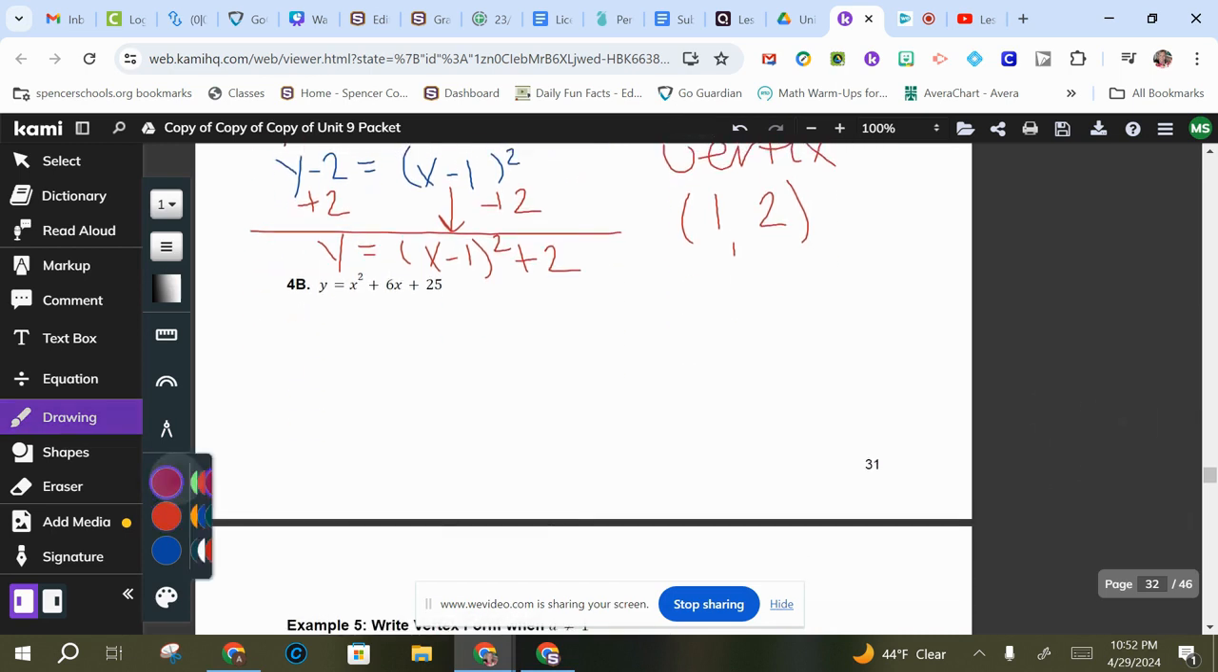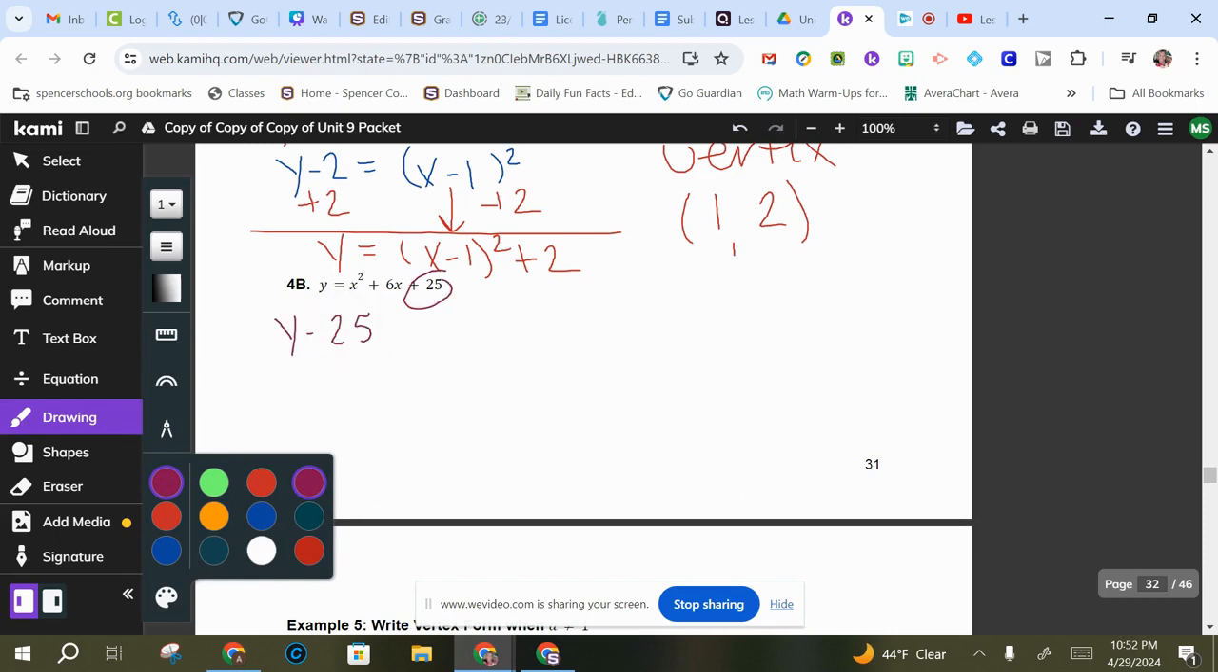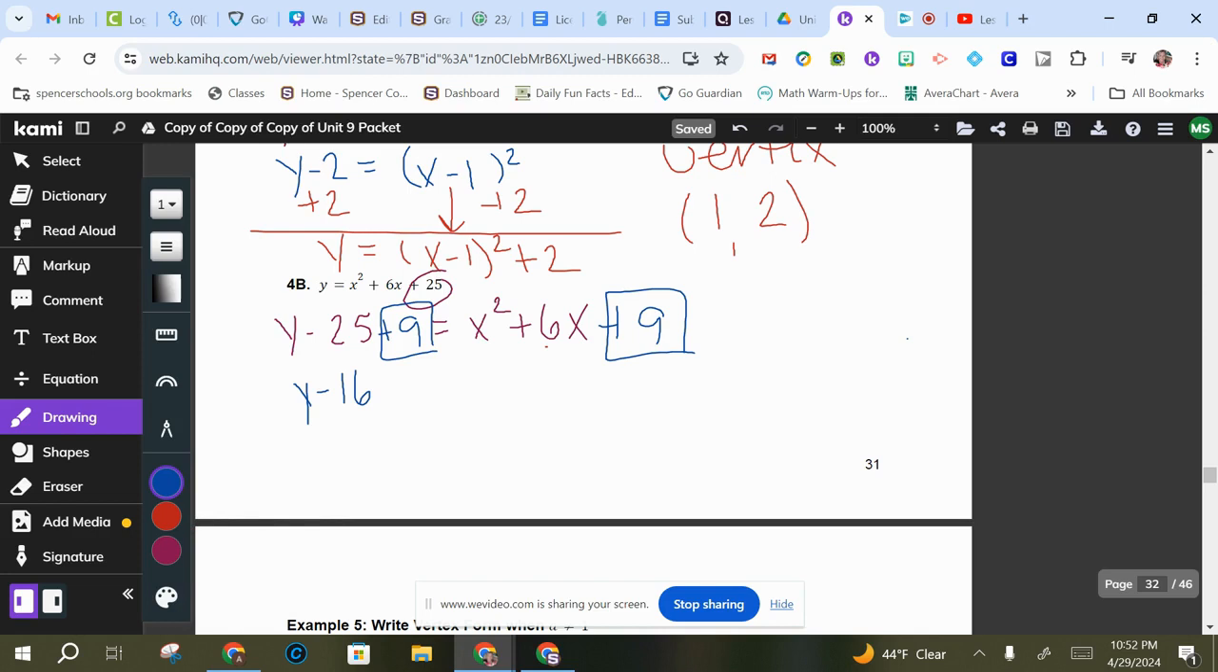Kick out the old y. See you later. Subtract 25 on both sides. We get y minus 25 equals x squared plus 6x. Half of 6 is 3, or I'm sorry, 6 divided by 2 is 3. Squared is 9. So to complete the square, I'm going to add 9 to both sides. So I'm going to get y minus 16 equals (x plus 3) squared.